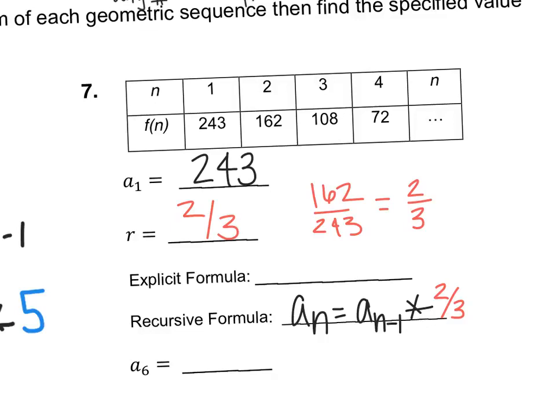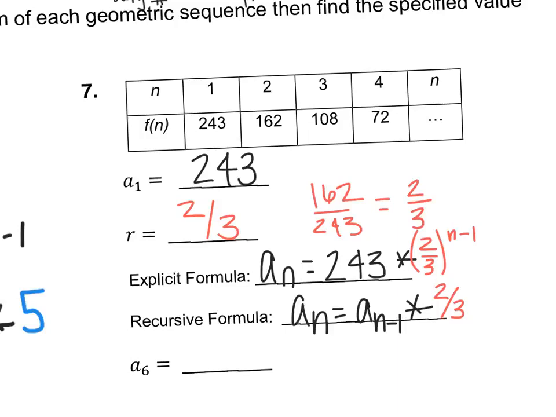For our explicit, to find any term, it says that we can multiply the first term. What was my first term? 243 by 2/3 to the n minus 1 power. And I'm going to put that 2/3 in parentheses. And those parentheses are going to matter.